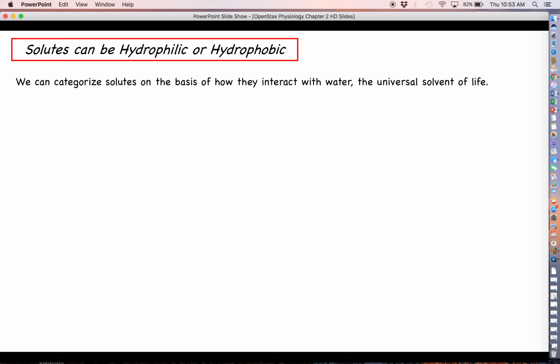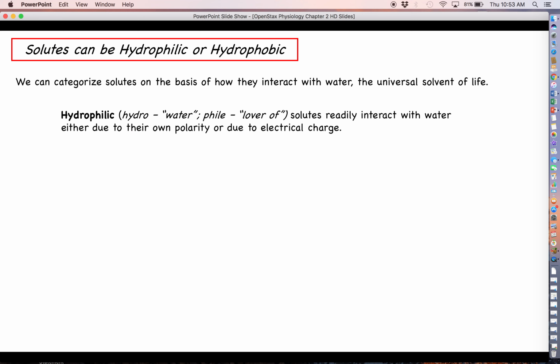One thing we definitely want to cover right now is, as it relates to the properties of water that we've discussed, especially water's polarity, solutes themselves can either be what is called hydrophilic or hydrophobic. The way we prefer to categorize potential solutes is on the basis of how much they like water, how much they want to interact with water. If you have a hydrophilic solute, you've got a solute that really likes water and is going to dissolve and interact with water very well.